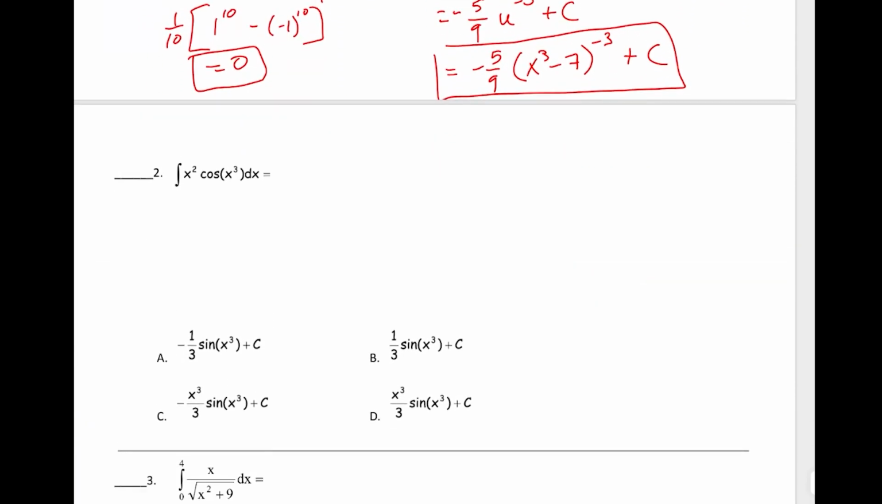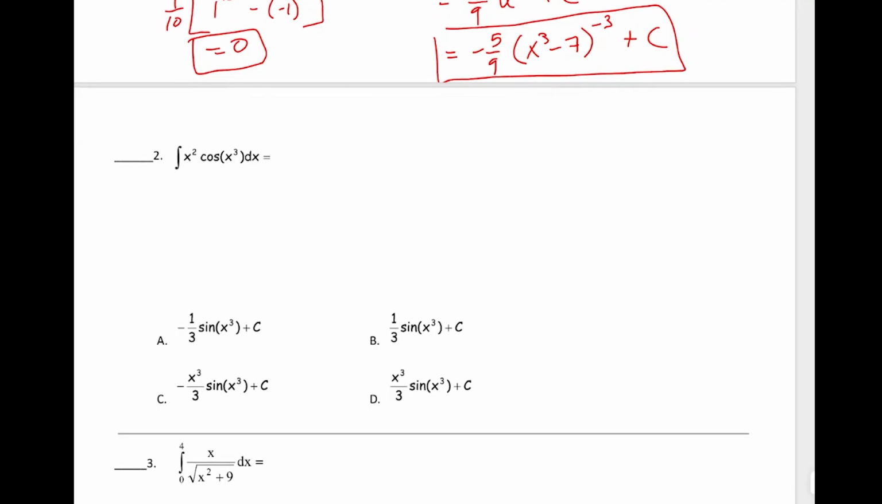Number 2, I've got a multiple choice question here. So yeah, this looks like it's going to be a problem from an old AP test. On this one, we're going to let u be x cubed. So du is 3x squared dx. But I don't have 3x squared dx. I just have x squared dx. So I need to divide both sides by 3.